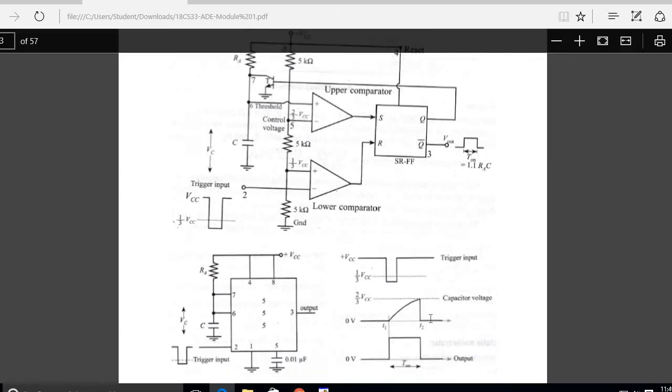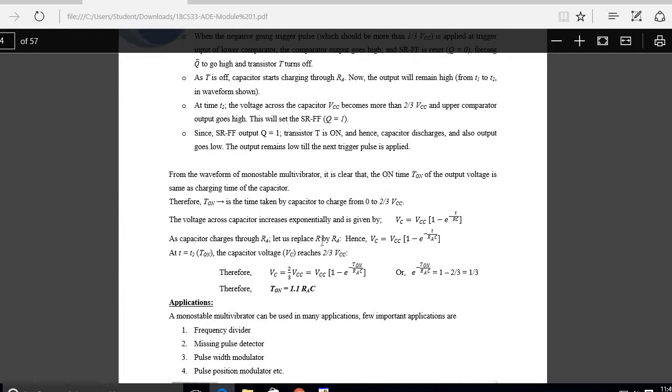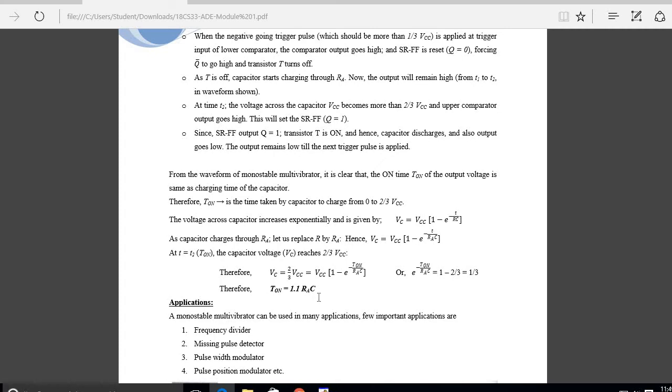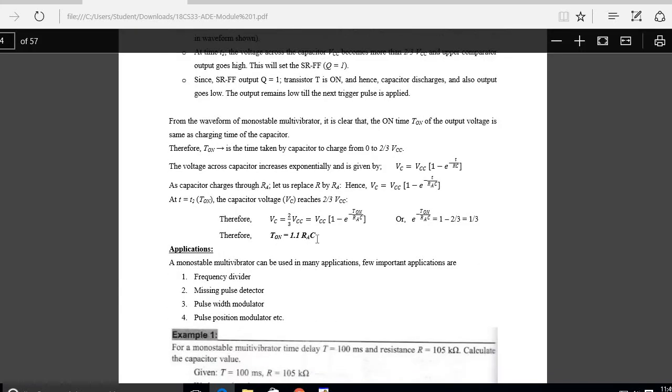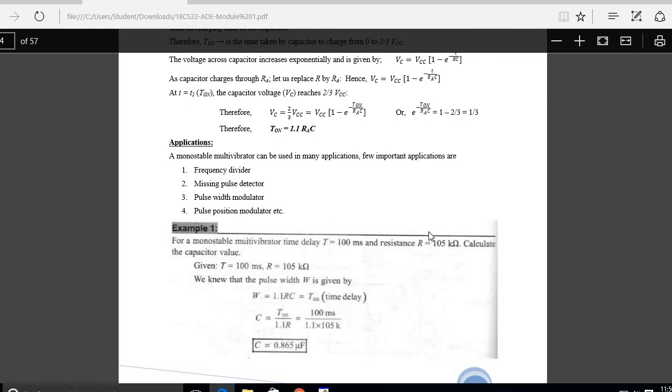This is the output of the monostable, and these are the applications, and these are the three equations you have to remember for the examination. The main one is T on is 1.1 RA into C, where T on is the time the transistor is in on condition, RA is the resistor, C is the capacitor. We have to remember this one. These are the applications: frequency divider, missing pulse detector, pulse width modulator, PWM, and pulse position modulator. Okay, so see here, a problem with the monostable multivibrator.